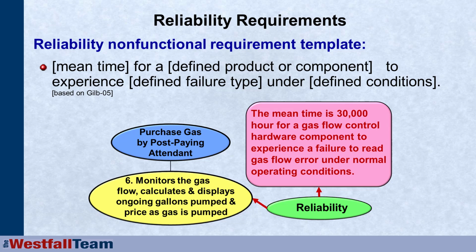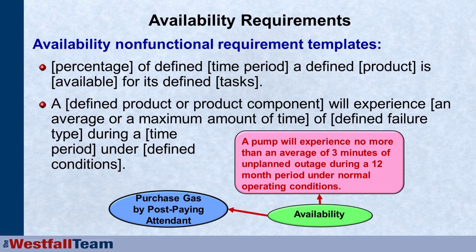And we can simply define then, associated with this step, a mean time of 30,000 hours for a gas flow control hardware component to experience a failure to read the gas flow error under normal operating conditions. So there's an example. Availability, for some reason this has gone off the screen. I have no idea why.